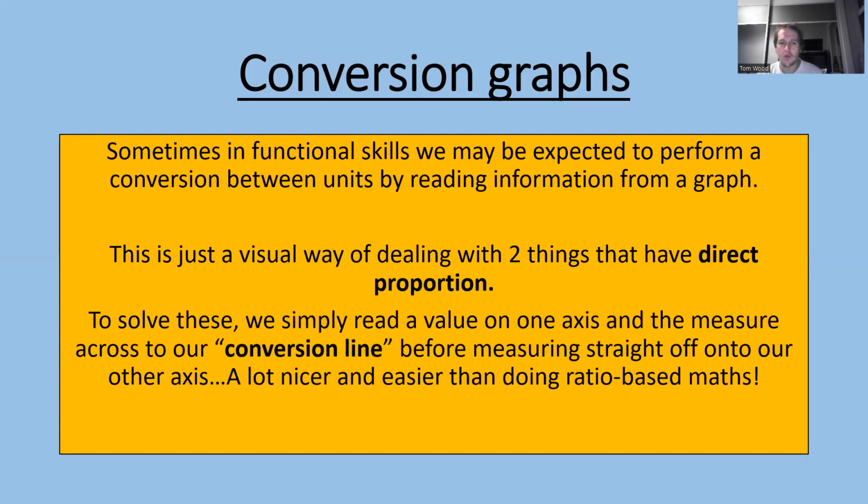So to solve these, we simply read a value on one axis and measure it across to our conversion line. There will be a line there. It tends to just be a straight diagonal line like this. It doesn't have to go through 0. It doesn't have to start anywhere, but it'll just be a straight line. And you essentially just measure across and then measure down to get to your answer. So it's a lot nicer, quicker, and easier way of doing ratio-based maths. You don't have to do any maths. You just look and draw across to a line and then draw down. You just have to have a ruler. That's it.